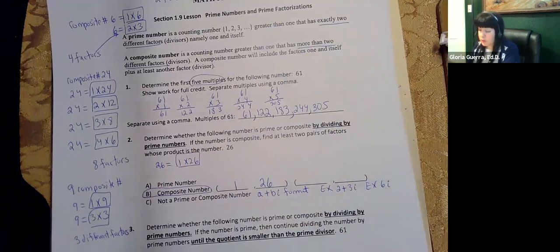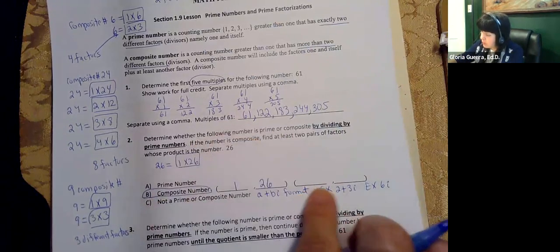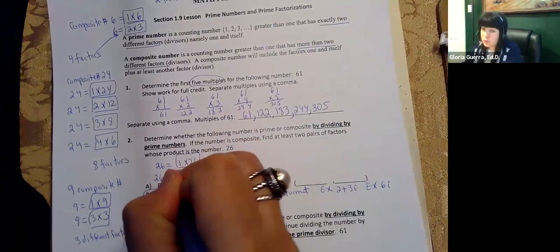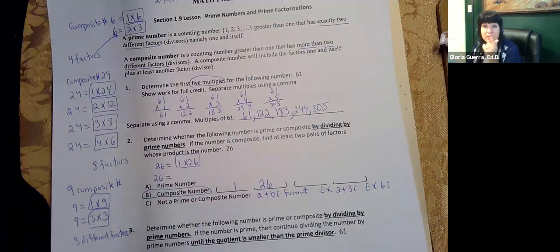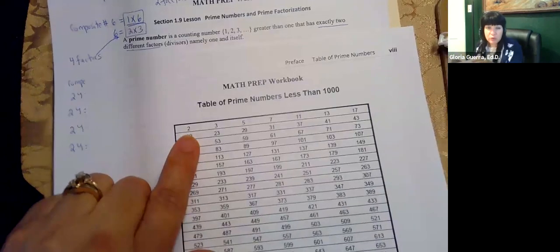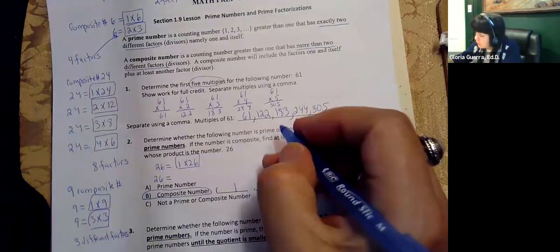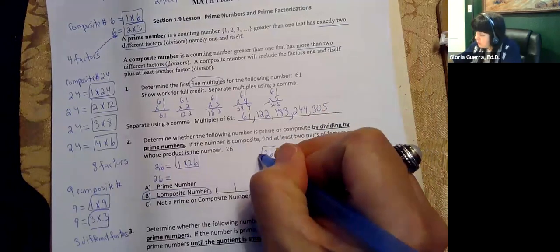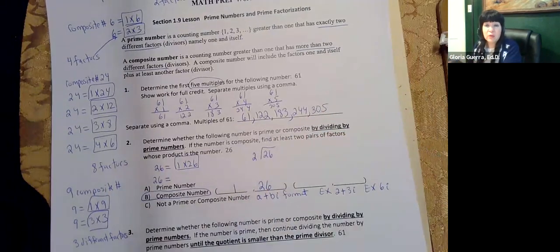But now to get the other one, because they want you to find at least another pair, they tell you to divide by prime numbers. The smallest prime in the world is 2. I would just start with 2 and see if you can do long division and divide evenly by 2. And if not, then you would just try 3. And if that doesn't go in evenly, then I would try 4. You want a remainder of 0 to show this composite portion here.